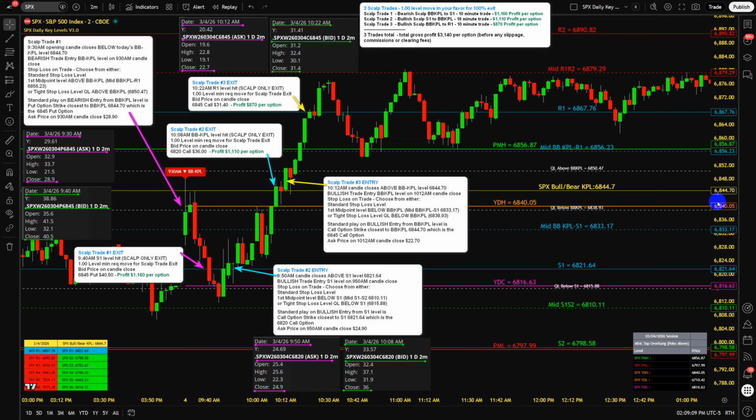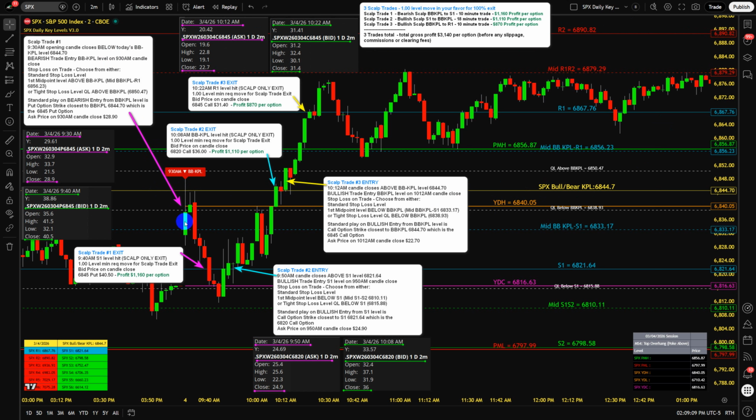Okay, so today we have 3 scalp trades, starting with the 9:30 a.m. opening candle, which closes below today's bull bear key price level given by the indicator of 68.4470.